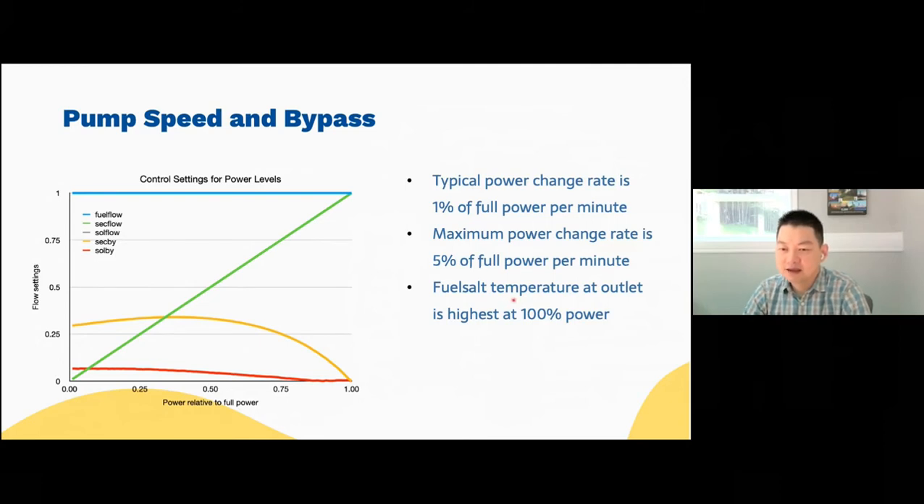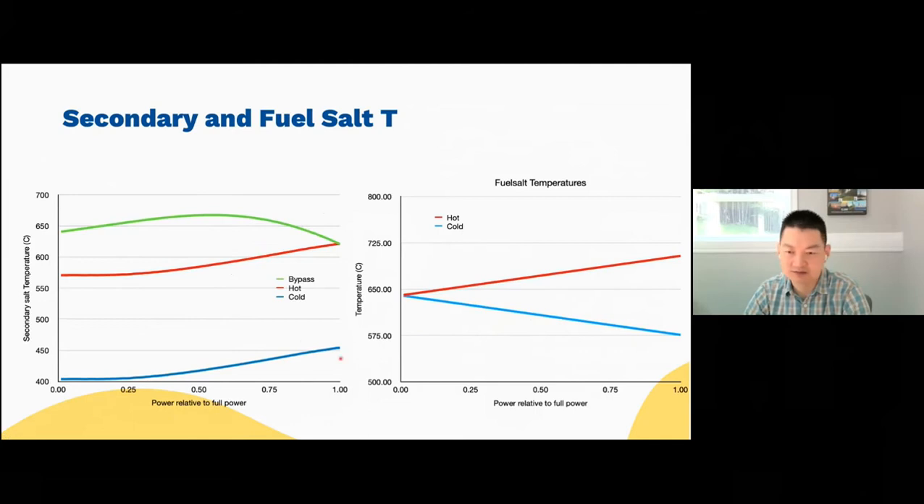And you can see the fuel salt temperature at the outlet is highest at 100% of power. So we can go back to the previous slides. That means the fuel temperature is highest at the full power mode.